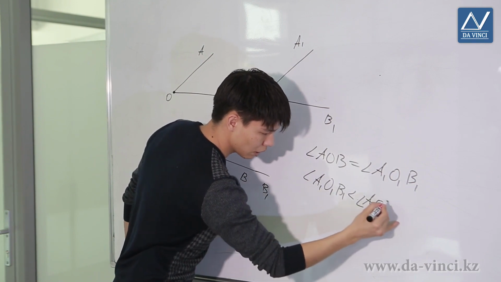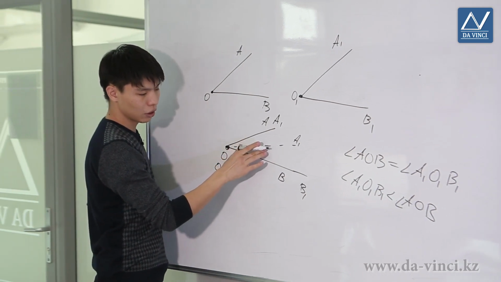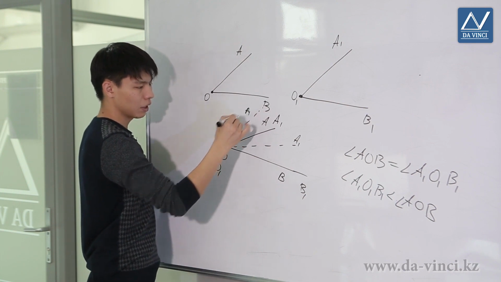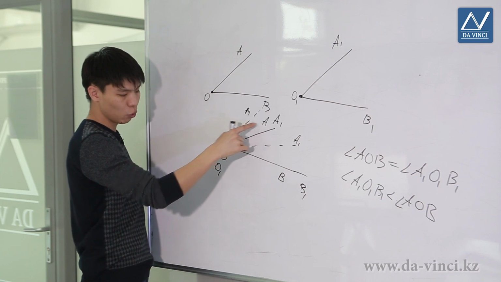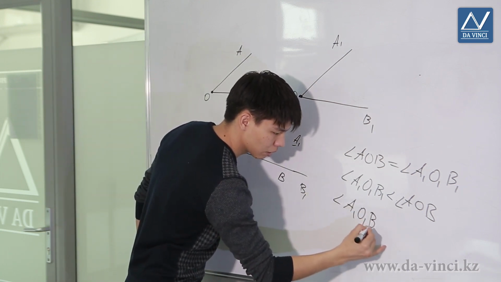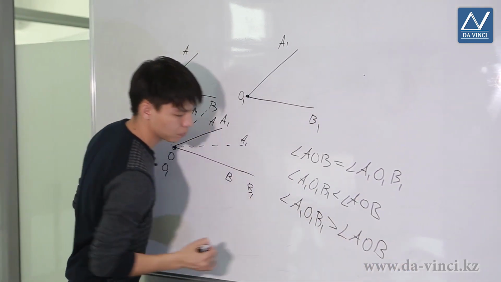Less, this is the angle AOB. If, however, it turns out that when the ray O1A1 is applied, it lies on the outside, then they will state that the angle A1O1B1 is greater in magnitude than the angle AOB. The measure of angle A1O1B1 is greater than the measure of angle AOB.